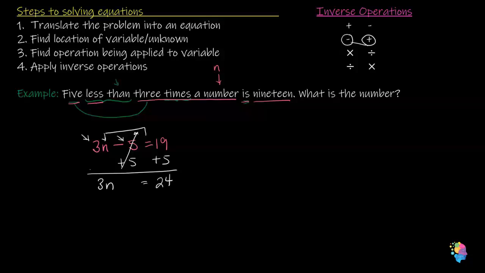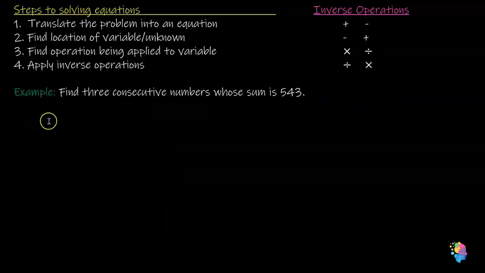We're not done. We still have to remove the multiplication of 3. The opposite of multiplication is division. So I divide both sides by 3. 3 divided by 3 is 1, 1n or just n, and 24 divided by 3 is 8, making 8 the solution to this equation.